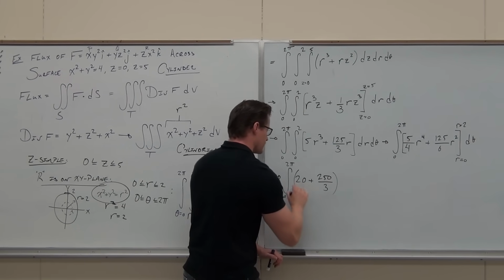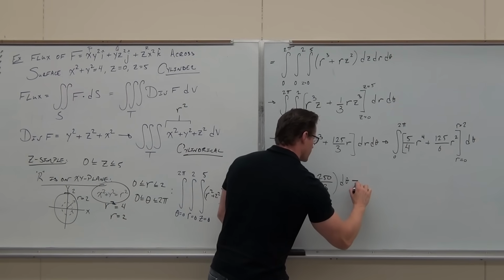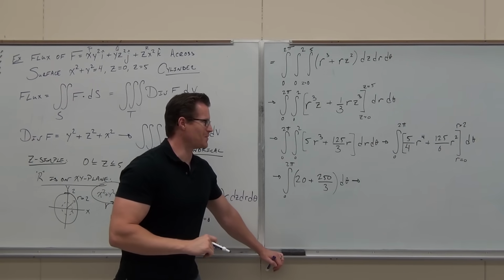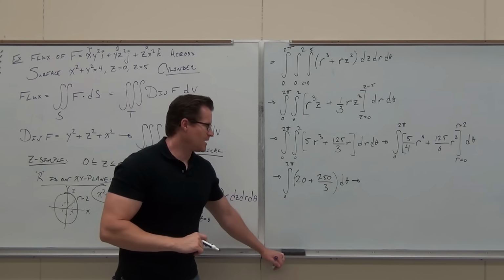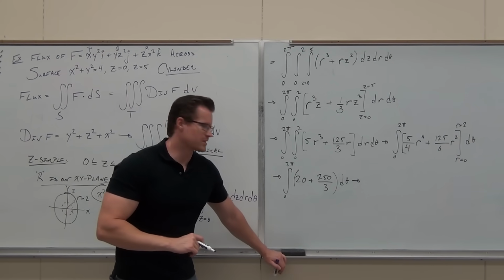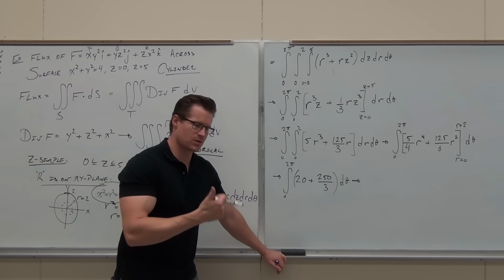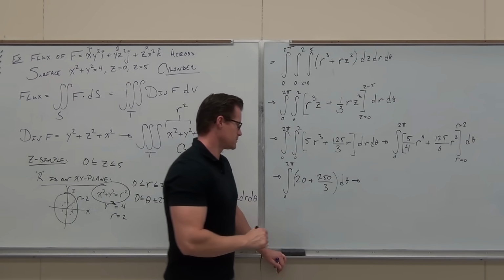$250/3. Gotta check my work on that one. Are we okay on that too? Yeah. I'd probably combine those before you went any further. Get 310/3. It's 20, 40, 60. 310/3.